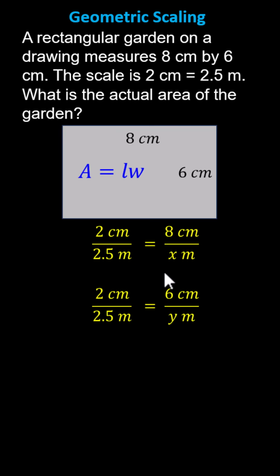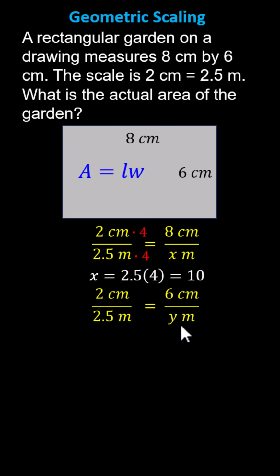Going back to the first proportion, focusing on the numerators, because 2 centimeters times 4 is equal to 8 centimeters, to find the equivalent ratio and solve for x, we multiply both 2 centimeters and 2.5 meters by 4. 2 centimeters times 4 equals 8 centimeters. 2.5 meters times 4 is equal to 10 meters. 10 meters is the length of the actual garden. So again, x equals 2.5 times 4, which is 10, and the units would be meters.